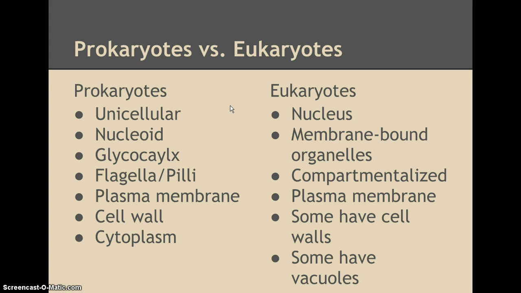Eukaryotes have a nucleus. They have membrane-bound organelles. They're compartmentalized, which means they're separated into different compartments. They have a plasma membrane. Some have cell walls, like plants, and some have vacuoles. So another example is plants.